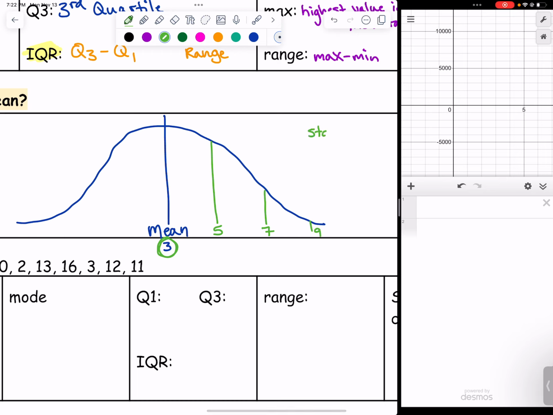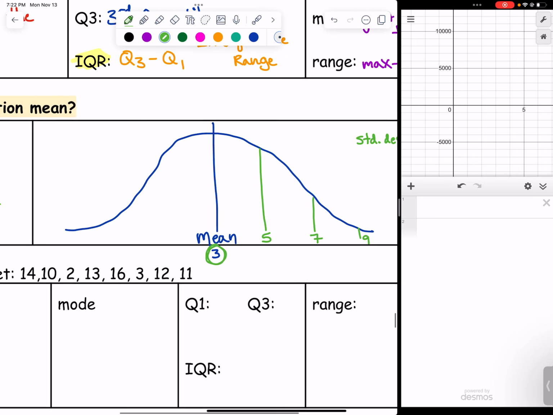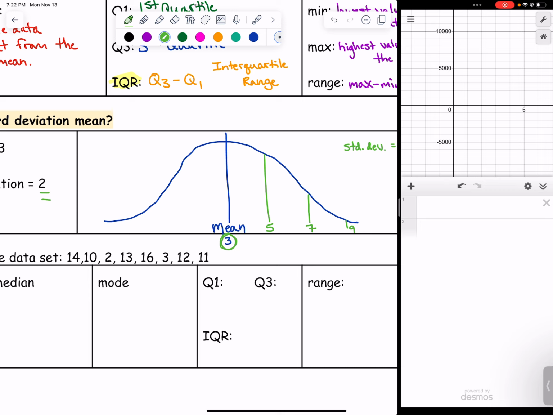Because our standard deviation was equal to 2, I can add 2 3 times to the mean, and that gives me the upper half of my normal distribution curve. And then on the lower side, I can subtract. So I can subtract 2 from the 3, and I get 1. And then I could subtract 2 more, and I get -1. And then I could subtract 2 more, and I get -3.